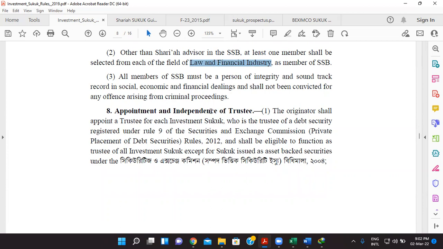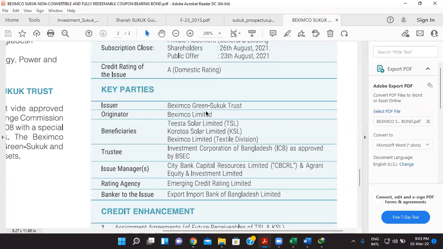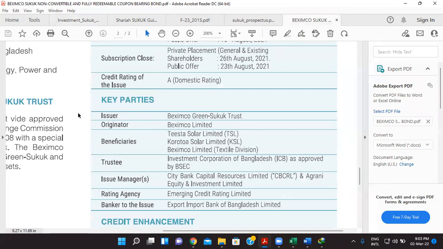Okay, appointment and independence of trustee. Who is the trustee? Can you recall? In the Sukuks, is the originator the trustee, or the issuer the trustee, or the advisor the trustee? Who is the trustee? Originator can appoint trustee. Originator appoints trustee. So who issues securities? BSEC Green Sukuk Trust. So we are talking about this as a trust, BSEC Green Sukuk.